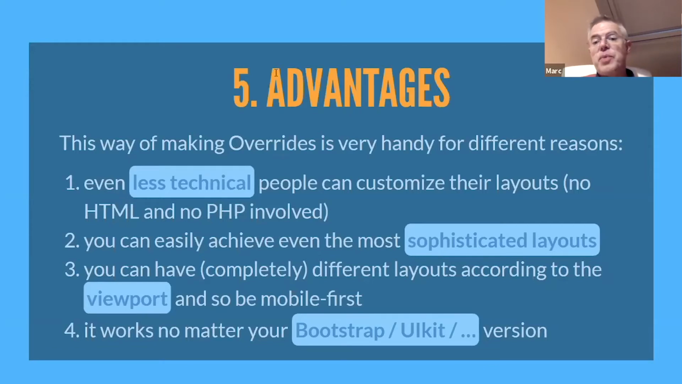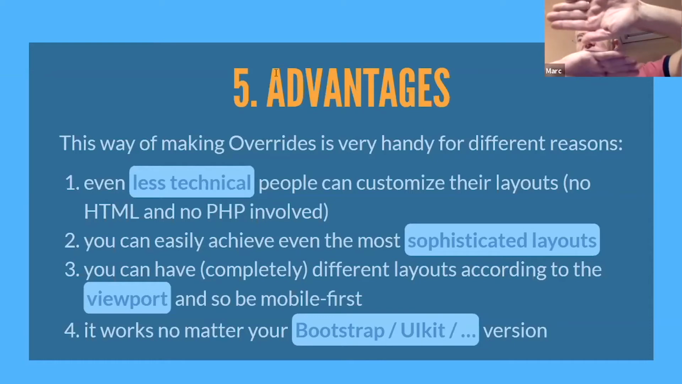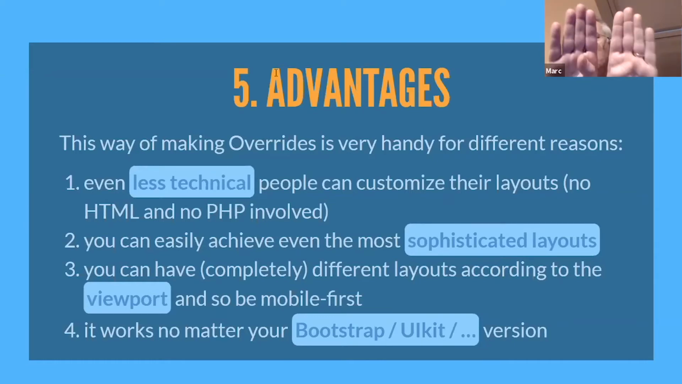Also, you can achieve, as we have just seen, quite sophisticated layouts, like the people who usually make overrides with Bootstrap. They will use Bootstrap to say, oh, instead of having the image and the text, I will make 2 columns with image and text, or maybe the other way around, right? But here we can make even more sophisticated layouts. Also, as we've just seen on the animated GIF, you could have completely different layouts according to the viewport.